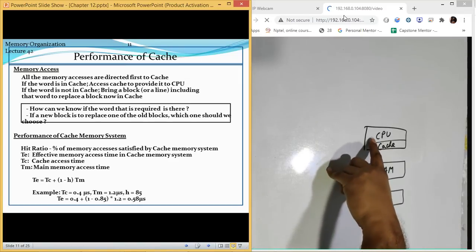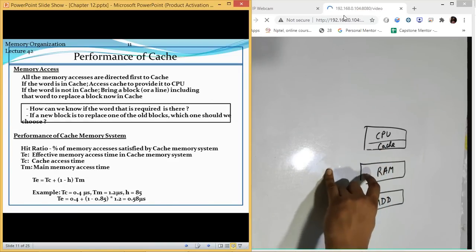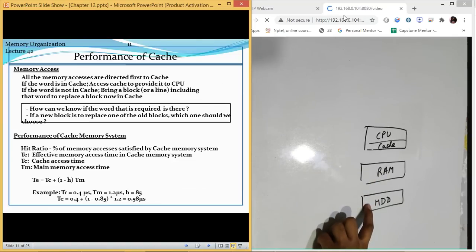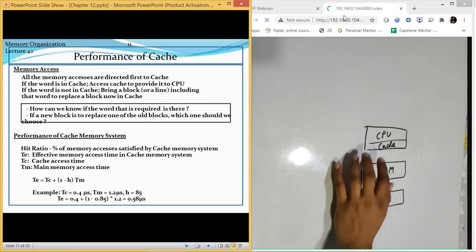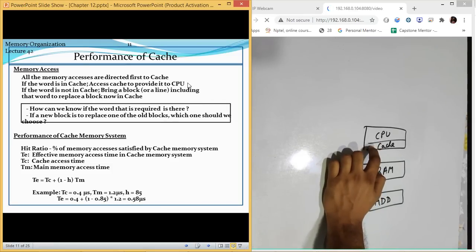Now, when the CPU wants to access any data, first of all, it reaches the cache. If the data is present, it is fine. If it is not, it will need to visit RAM. If it is present there, access it. If it is not, move to the hard disk drive. So this is what we have studied. Now, what happens actually? If the word is in cache, then access cache to provide it to the CPU. So it will be directly moving from cache to CPU.